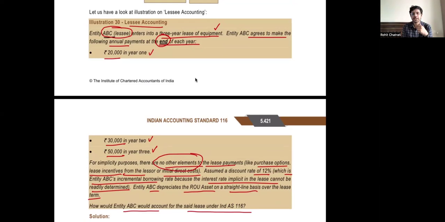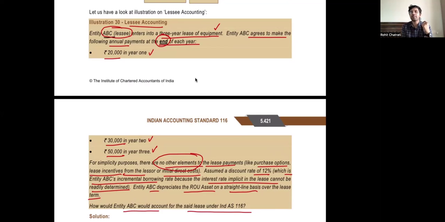Now, there are two aspects to accounting. One is initial recognition, which is how do you account for the lease on the date of commencement of lease. Today, the lease has commenced. So how would you actually account for this lease? That is regarded as initial recognition. What are the journal entries that you will record on commencement of lease in the books of lessee? That is initial recognition. The second is called subsequent recognition or subsequent measurement.